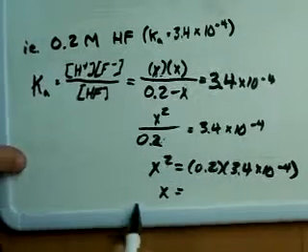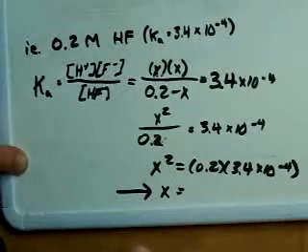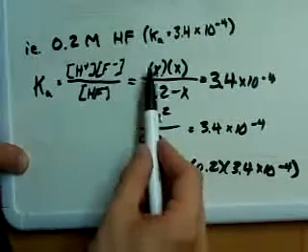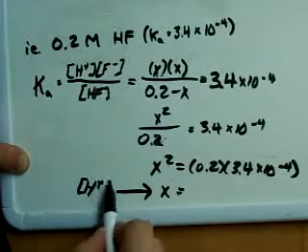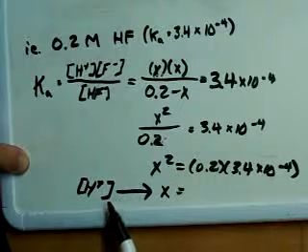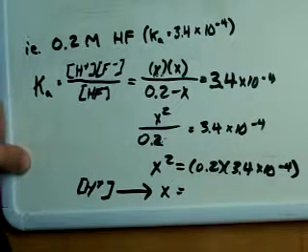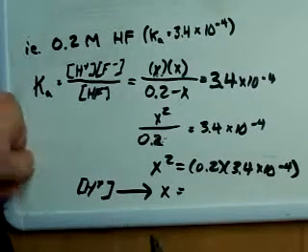But in any case, once you solve for x, recognize that x is the concentration of hydrogen ions, and all you have to do to get the pH is take the negative log of that, and you will find out what your pH is.